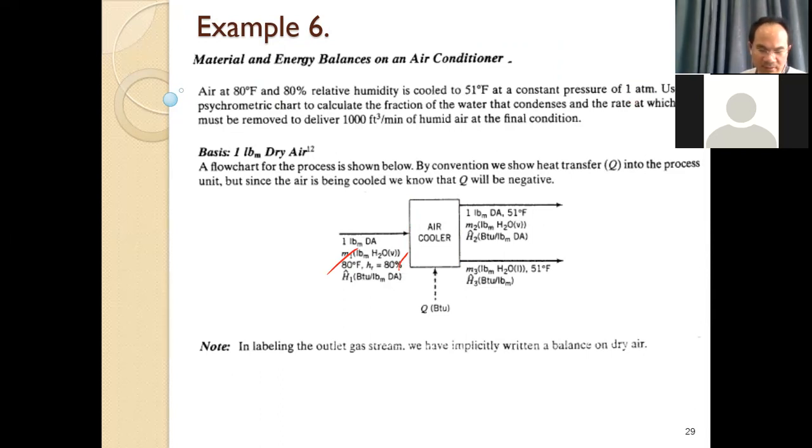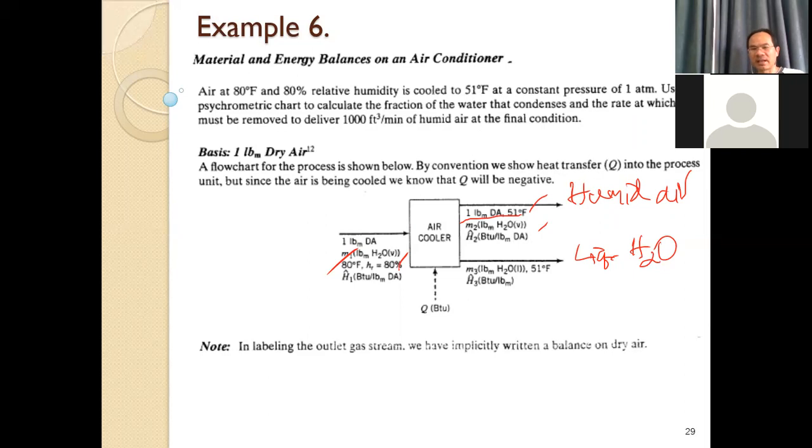And the outlet: the air is the same, 1 pound mass dry air, but we have two streams of outlet. This is the humid air, which includes air and water. We represent M2 as the pound mass of water in terms of vapor in the air, and S2 is the entropy of the outlet humid air. And the other outlet is liquid water. That's why we have condensed water. M3 means the liquid water at 51 Fahrenheit.